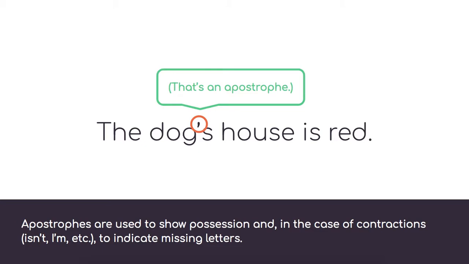So if we look at these words like isn't, I'm, wasn't, can't, all of those words are called contractions, and they are just two words that have been smashed together. And when we do that, we use an apostrophe to show that letters are missing. So they have those two jobs. One, show possession. Two, show missing letters.